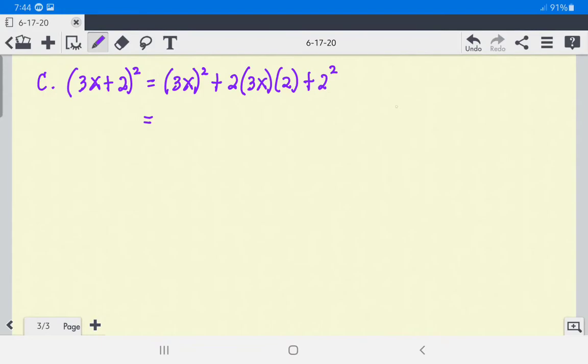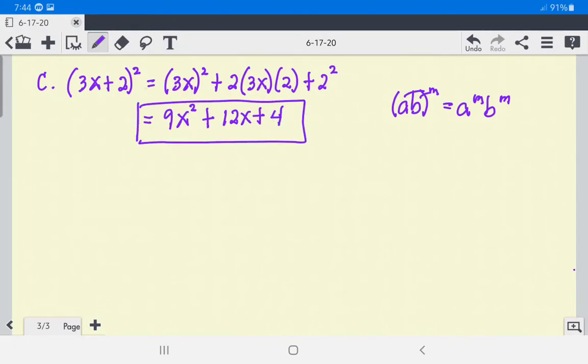We're going to make use of the law of exponents, wherein if you have ab raised to m, this is equal to a raised to m and b raised to m. So here we have 3 squared, that is 9, because 3 times 3 is 9. Then x squared plus 2 times 3x, we have 6x, times 2 we have 12x. Then plus 2 squared, we have 4.